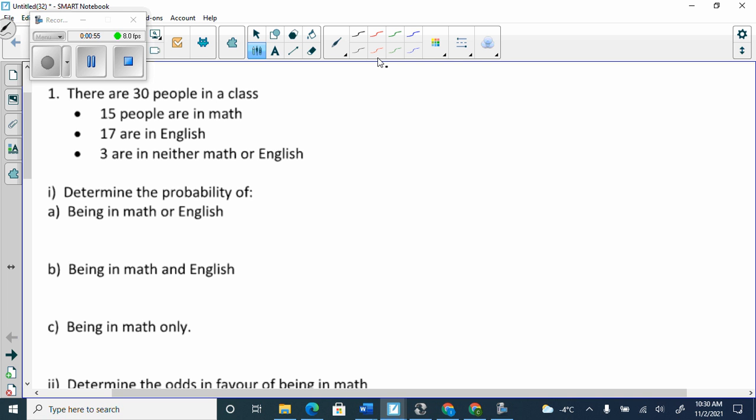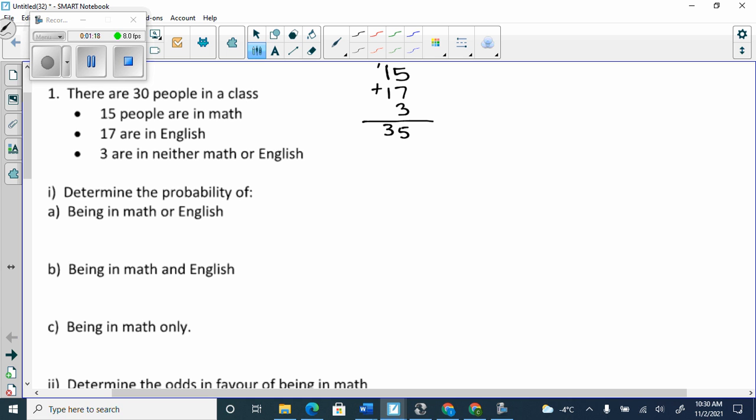So I can go 15 plus 17, or all the people who put a ticket in for I'm in math, put a ticket in for I'm in English. There's 3 who put a ticket in for I'm in nothing. Okay? When I add that up, I'm going to get 35. So technically there was 35 tickets put into this hat, let's say, or this box, correct? I'm in English, I'm in math, I'm in neither.